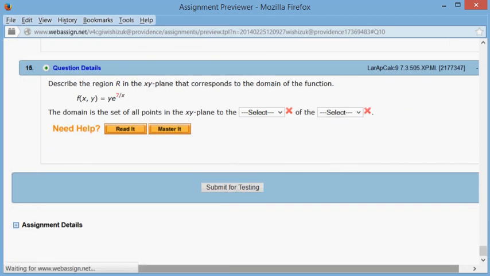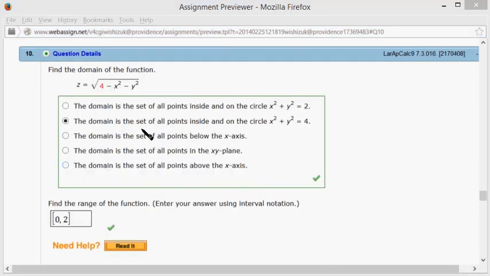Submit for testing. All right, looks like we got this one this time. All right, that's it. I hope that this was clear.